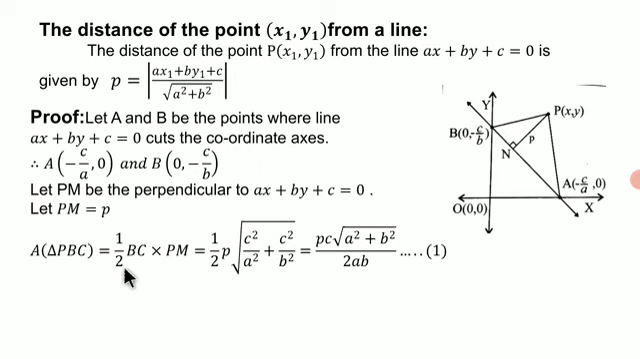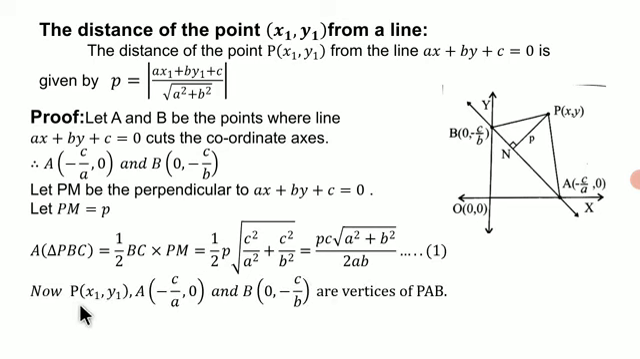And so it is equal to 1 upon 2 AB multiplied by PM. Substituting the value here, we get 1 upon 2 multiplied by p into square root of c square upon a square plus c square upon b square. It is equal to pc into square root a square plus b square upon 2ab. After simplification, we get this term.